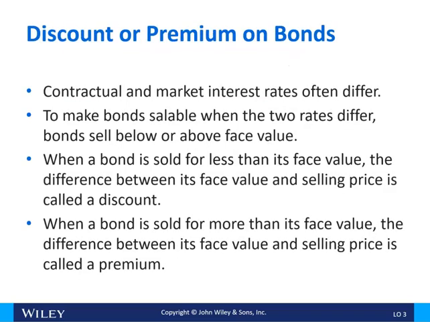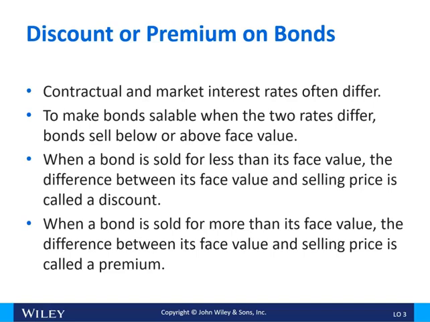Now what happens if a bond does not sell at its face value? We say that it's either a discount or a premium. So the contractual or stated interest rate and the market interest rate often differ. Remember, the market interest rate is what investors demand as part of an interest payment. To make bonds saleable, when the two rates differ, bonds sell below or above face value.